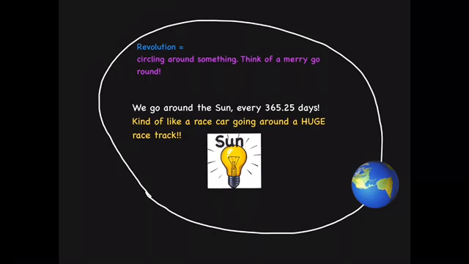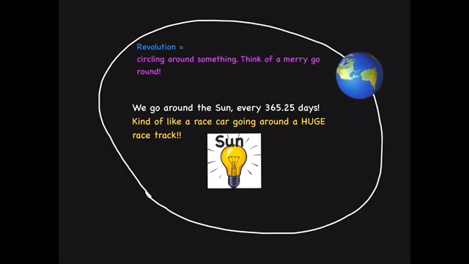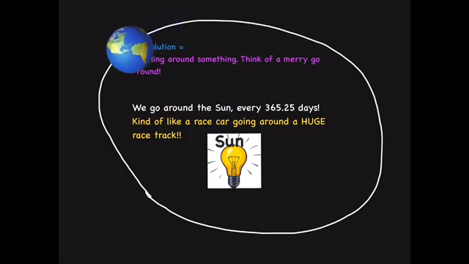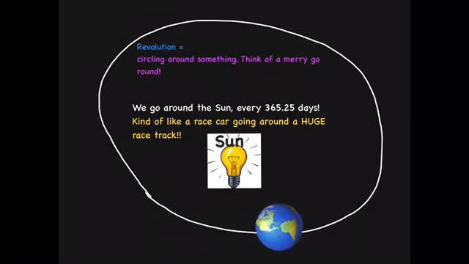So the Earth orbits the sun in a counterclockwise direction, and you'll also notice that the Earth is not going around in a circle around the sun. It's actually going around in what we call an ellipse, which is kind of like an egg shape.